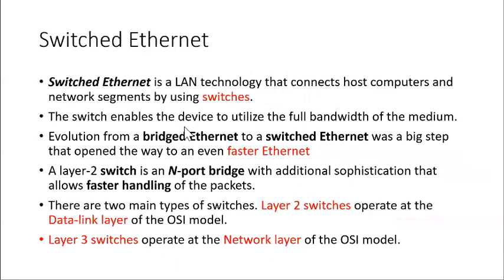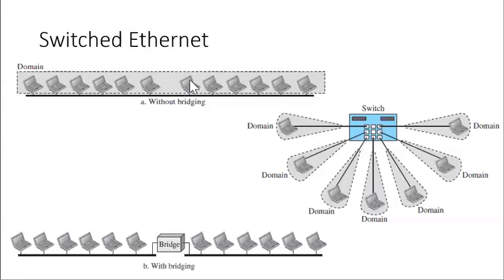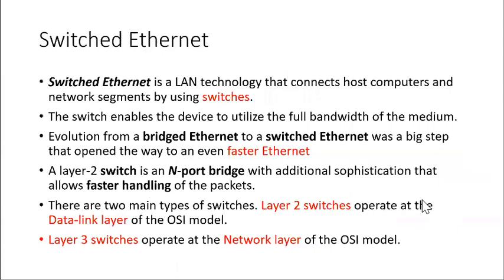Switch Ethernet can be defined as a LAN technology that connects host computers and network segments by using the switch. The switch enables the device to utilize the full bandwidth. In this case, 12 computers or devices have to share this bandwidth, which is 10 Mbps. In the case of bridge Ethernet, 6 computers have to share the bandwidth. But in the case of a switch, each device can use the full bandwidth of the medium.